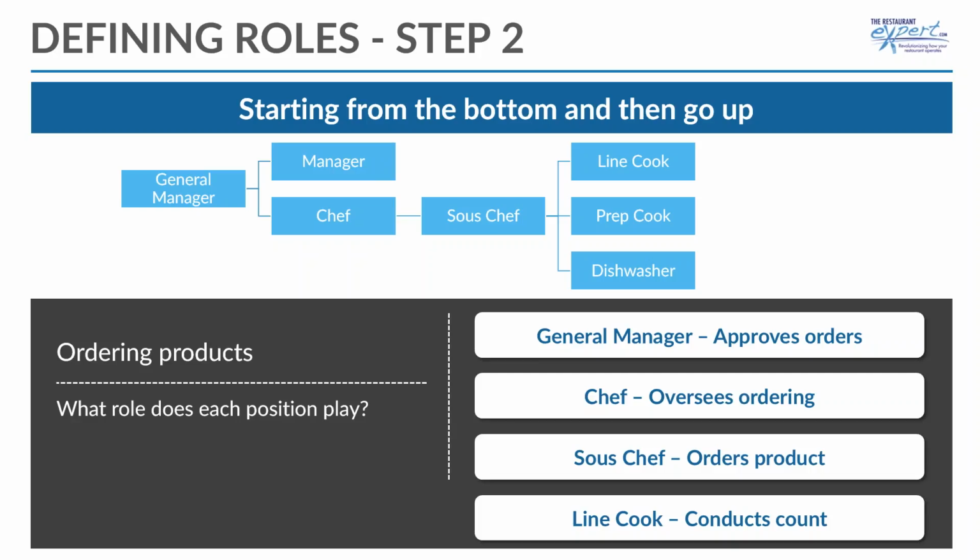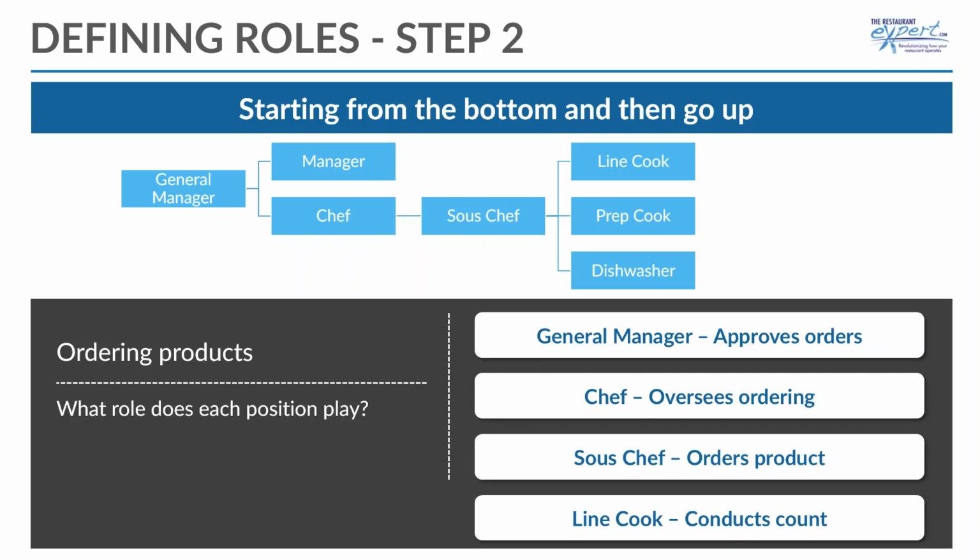See, the GM is not placing the order. Ultimately, who's responsible to make sure the order is done right is the chef. The chef is not placing the order. The chef is overseeing the sous chef who's actually placing the order. But if they go over budget, the general manager approves it. So this is very important.